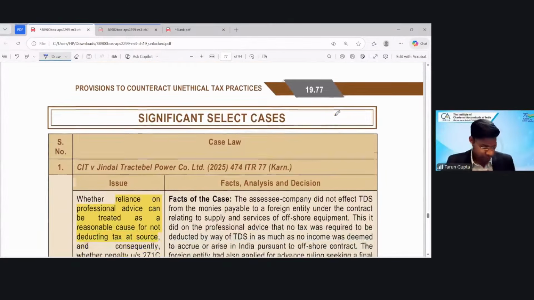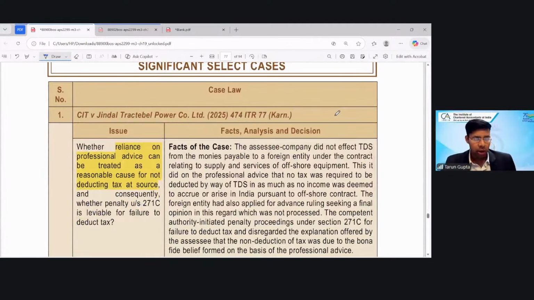The most important chapter. You know, there are some small cases. Let's study. So it says that the assessee did not deduct tax based on professional advice. So he did not deduct tax based on professional advice.